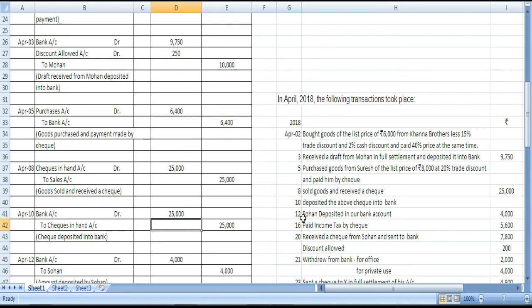Now, April 12, Sohan deposited in our bank account. So, Sohan deposited 4,000 rupees in our bank account.